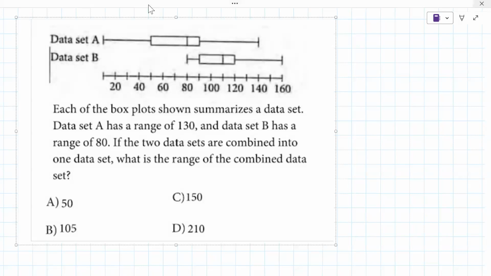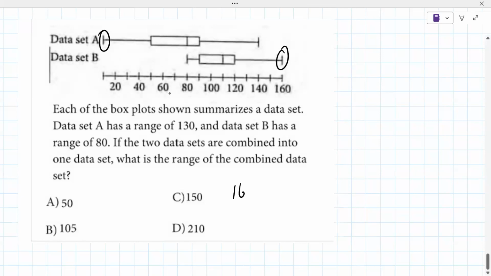C. Okay, so what is this saying down here at the end? If the two data sets are combined into one data set, what is the range of the combined data set? How did you come up with C? I'm not saying you're wrong. I'm just asking how you came up with it. It's a good question, I think. 160 minus 10 is 150. Yes. So basically you're saying, max of that one, min of that one. Very good. You got it.